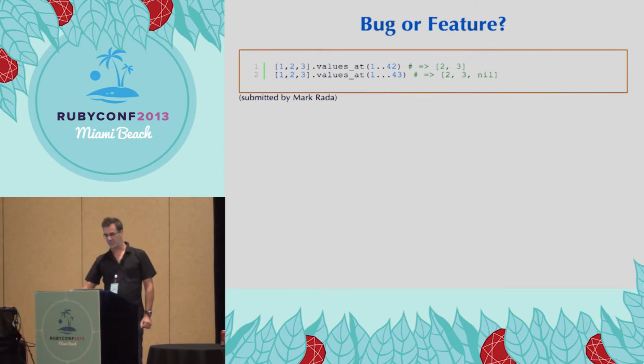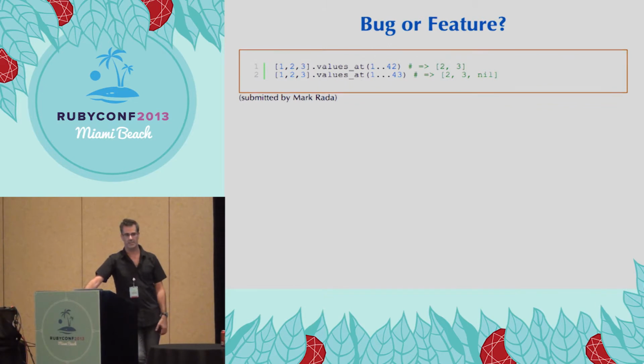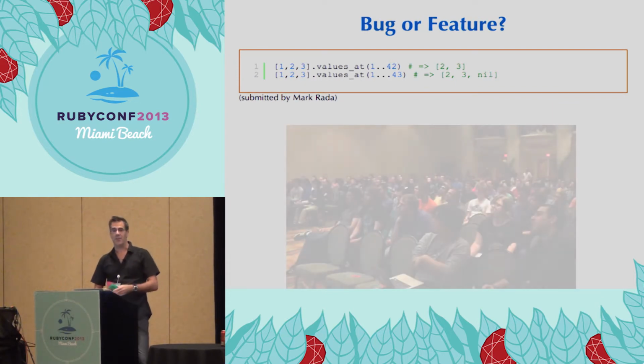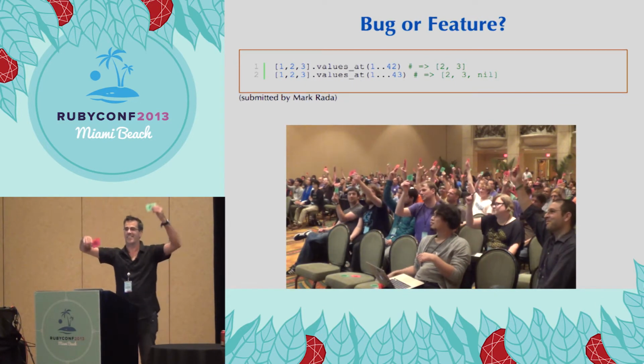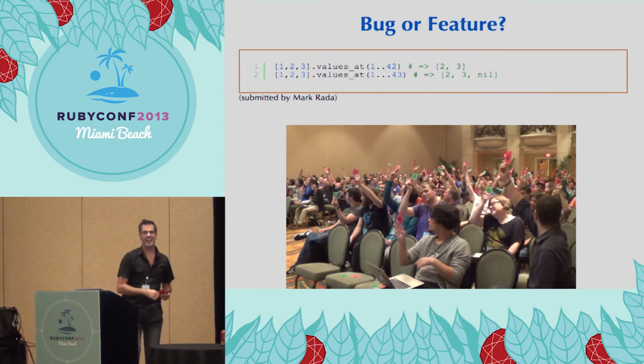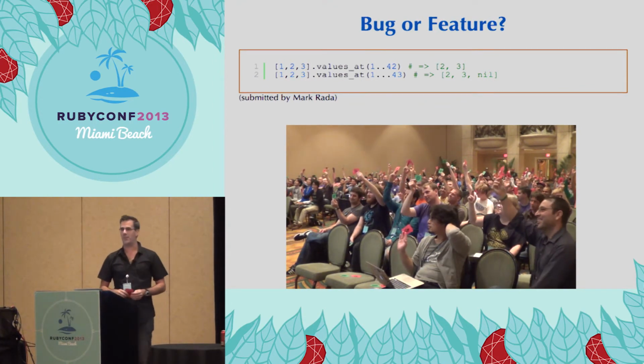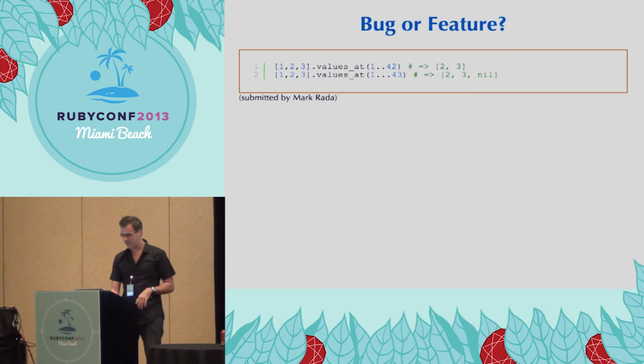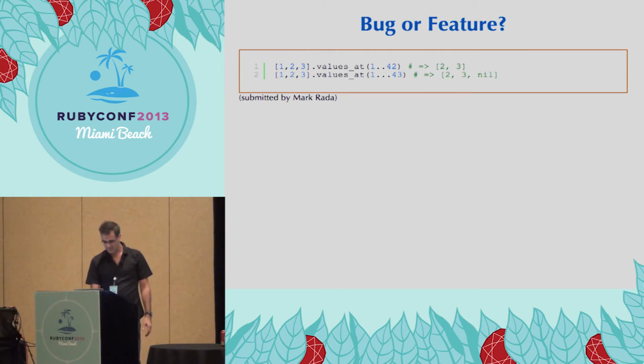All right, so bug or feature. You take an array and you call values_at with a range that extends past the array. If you ask for the range 1 to 42 inclusive, you get 2 and 3. And if you ask for 1 to 43 exclusive, that's what the 3 dots mean, you get 2, 3, and nil. Bug or feature? All right, I see a little bit more red than green, but there's a bit of a mix here.